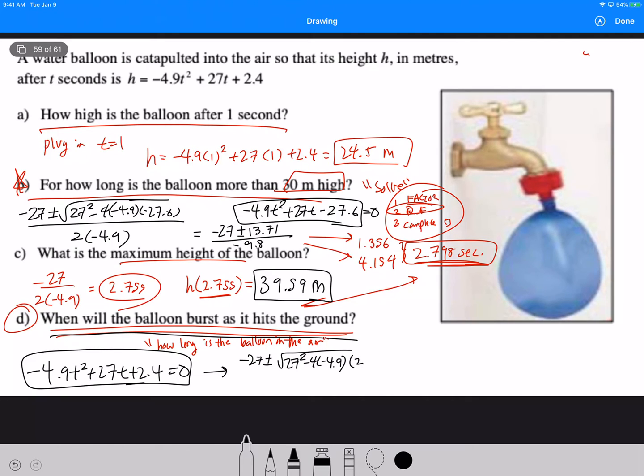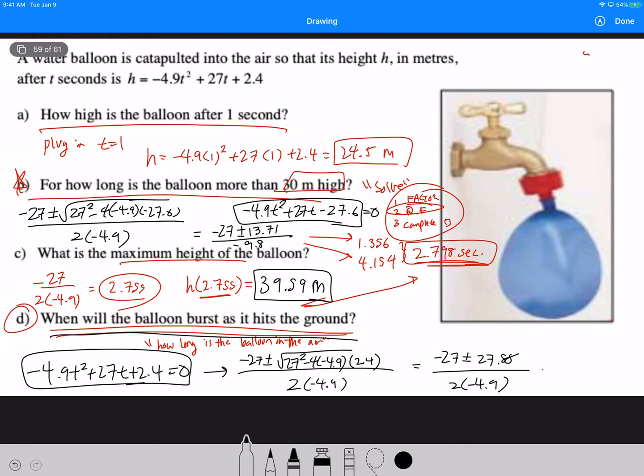The next part is 2.4, all over 2 times negative 4.9. So you get 27 squared plus minus 4 times negative 4.9 times 2.4. So square root that answer. Okay, and then I get negative 27 plus and minus 27.85 over 2 times negative 4.9.